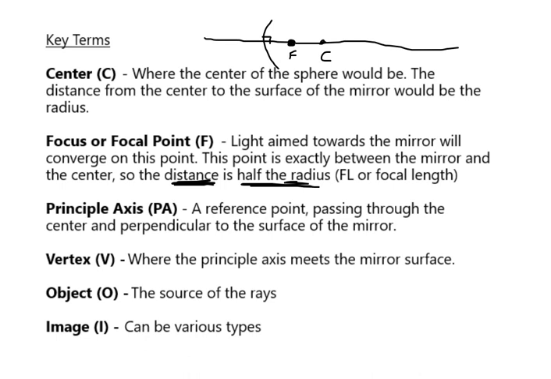And then we're going to talk about the vertex, the object, and the image. So the object is the source of the rays. The image, there's actually lots of different types of images. We've already talked about virtual images, where you, like, perceive it to be somewhere that it's not. I'm also going to talk later today about something called a real image. So let's try an example here.